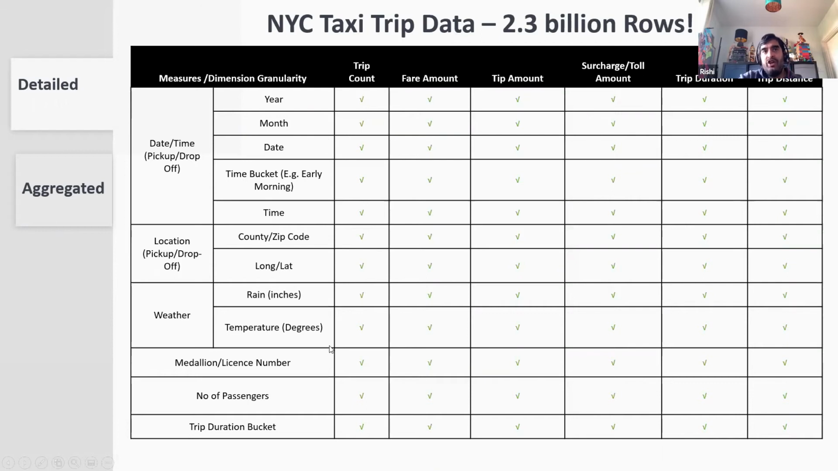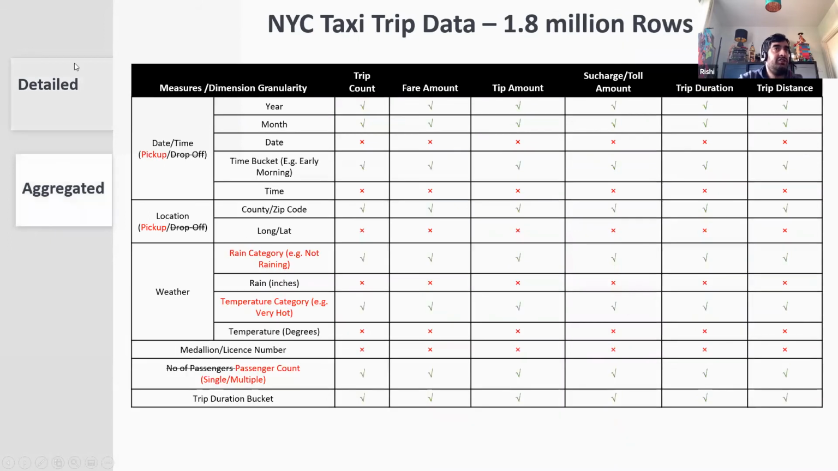If your audience is potential taxi drivers who want to buy a medallion, you're looking at number of trips and what fares you could get on a hot day versus a cold day, or in a time bucket rather than the exact time. So you can start to think about how you can aggregate and group the data to make that analysis more meaningful, and also reduce the number of rows, because bringing in 2.3 billion rows of data is going to make it hard to work with, especially when you don't need that level of detail for your analysis. So what I did with this example was aggregate it.